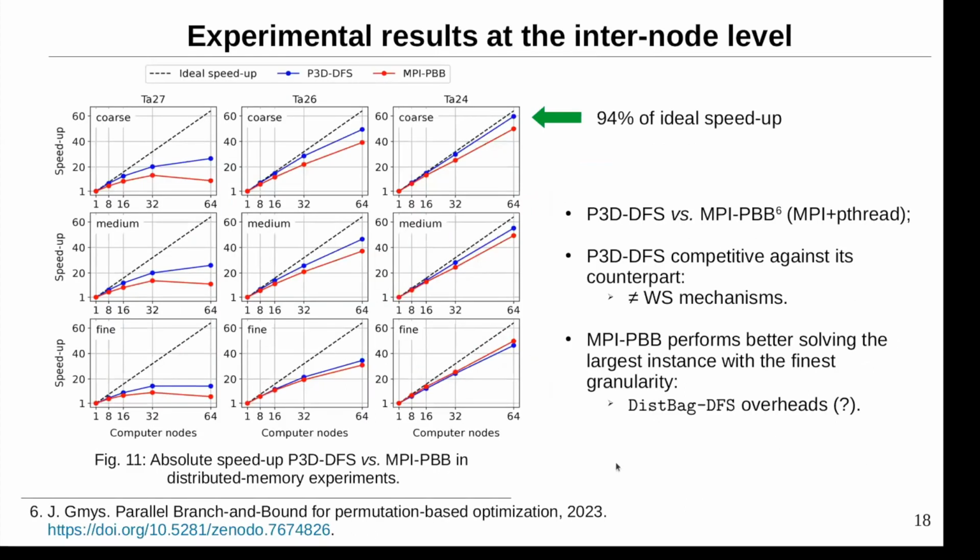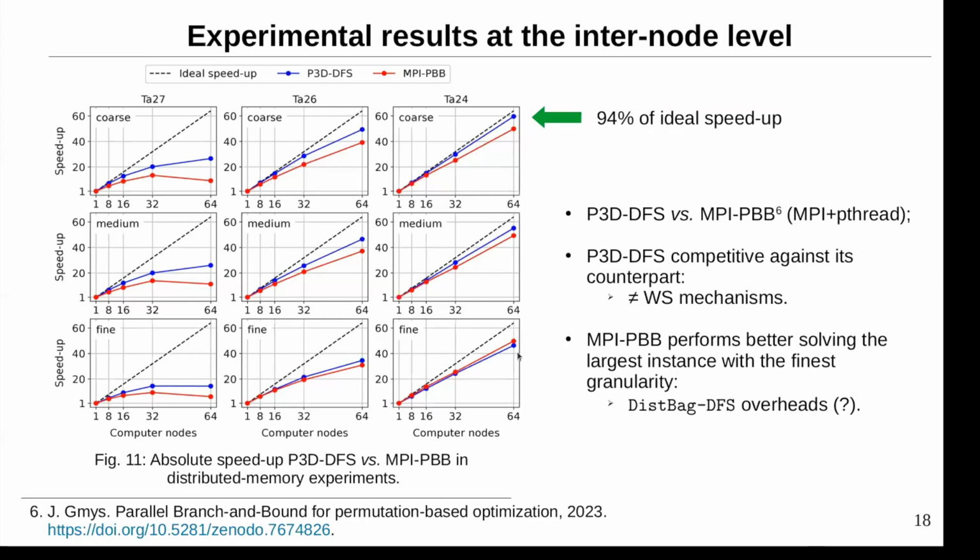Now, in this figure, we compared P3D-DFS to MPI-PBB, which is an MPI plus pthread implementation of branch and bound applied to PFSP. We consider different granularities: fine, medium, and coarse. We can see that in almost all cases, our approach is better than the baseline. This can be explained by the fact that the baseline implements a centralized coordinator process in the work stealing mechanism that can lead to a bottleneck at scale, while our approach does not.